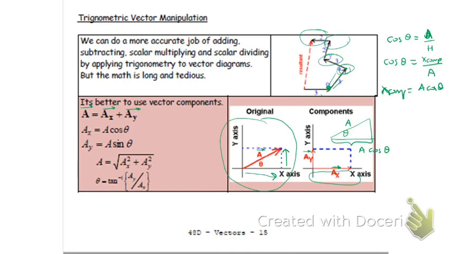And my y component, which is that bit, which is the same as that bit, my y component will be a sine theta. Same argument. Sine theta equals opposite over hypotenuse. So sine theta is equal to y comp over a. So y comp is equal to a sine theta.